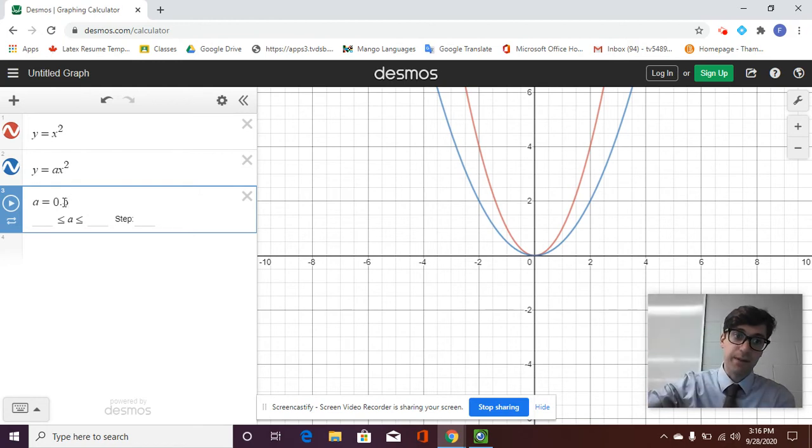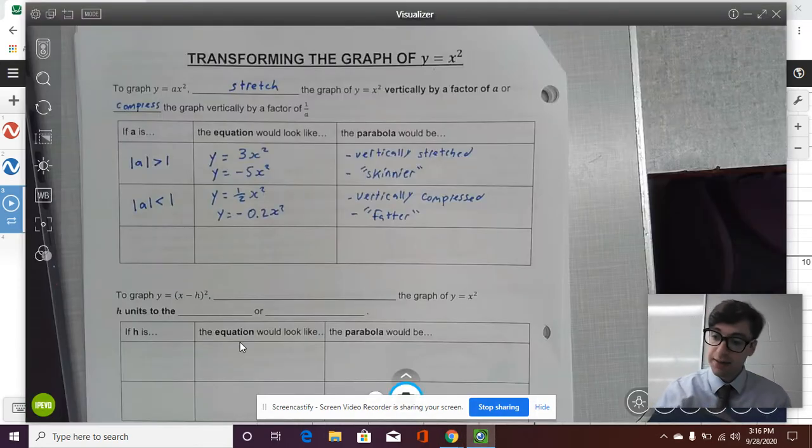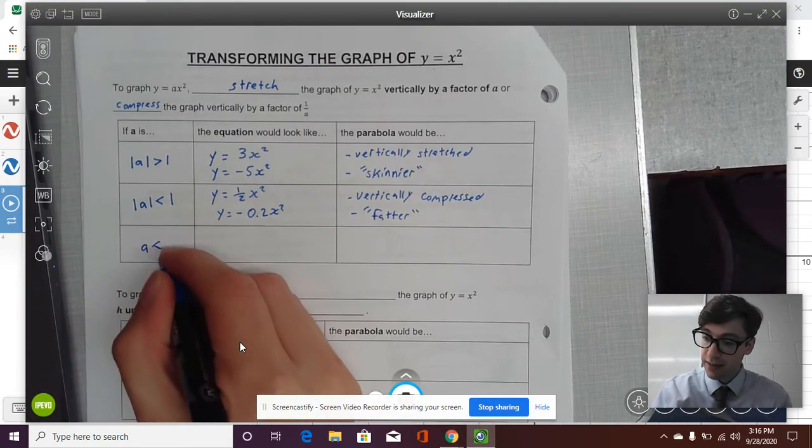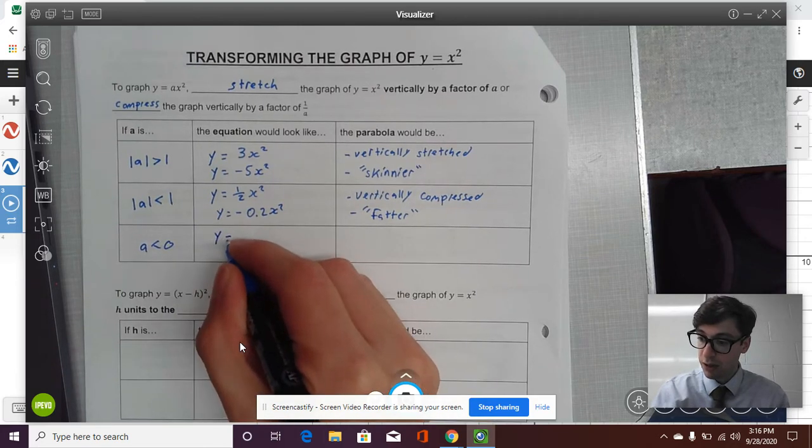If it's half the previous height, then I've compressed it by 2. We'll talk more about how to calculate that in a second. The last thing, and we already know this, is if a is less than 0. We've talked about this a bunch in class already.